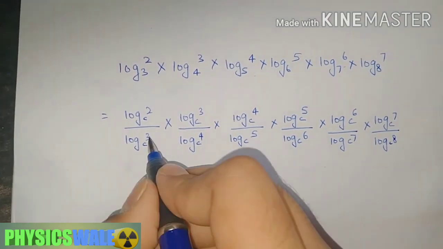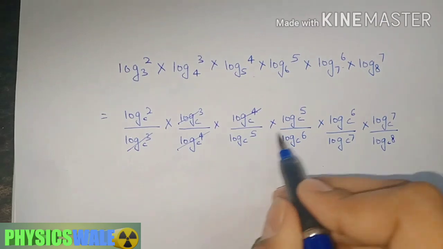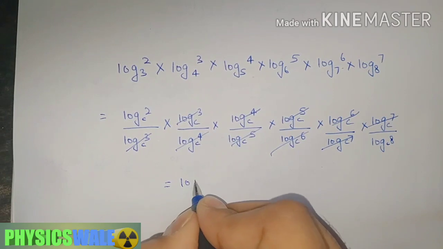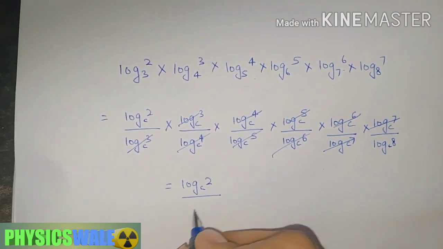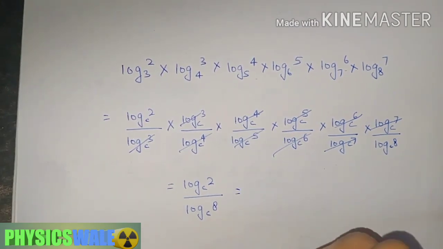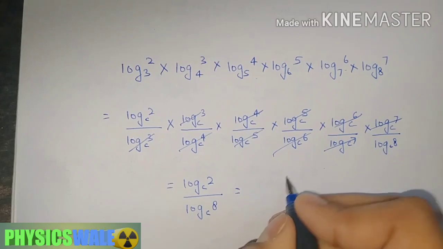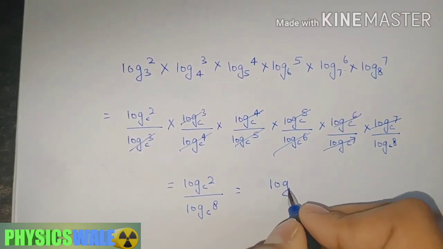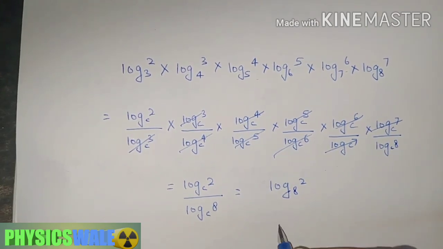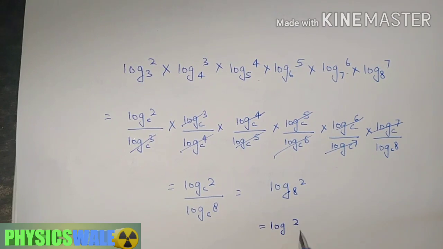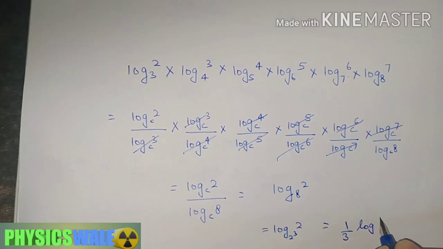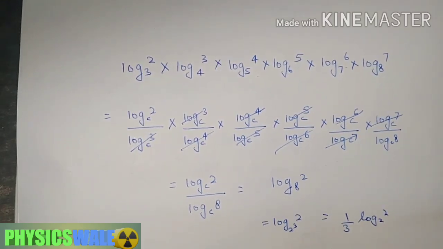You can clearly see that these terms cancel out. We are left with log 2 to the base c divided by log 8 to the base c. Using the previous identity, we can write it as log 2 to the base 8. Now, what is 8? 8 is actually 2 cubed. So we can write it as 1 divided by 3 log 2 to the base 2, equal to 1 by 3.